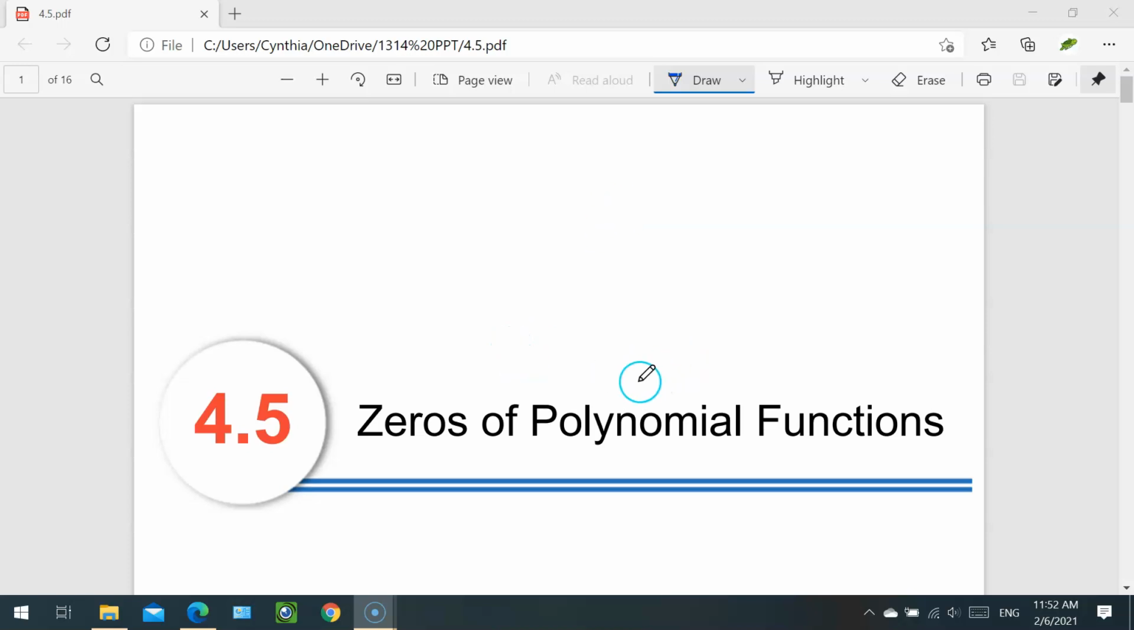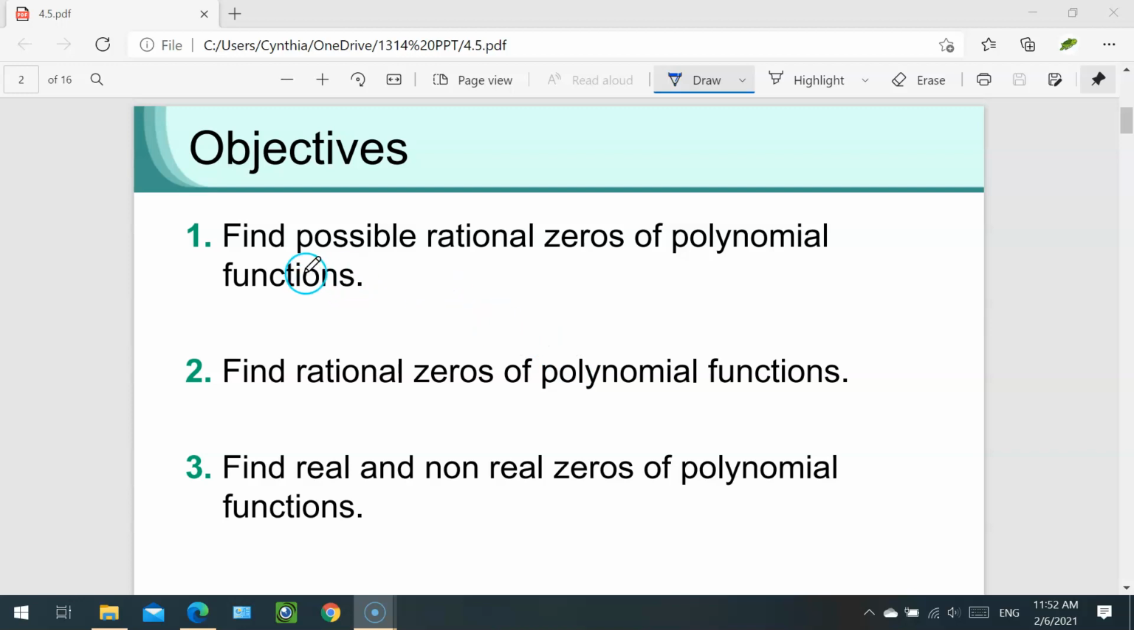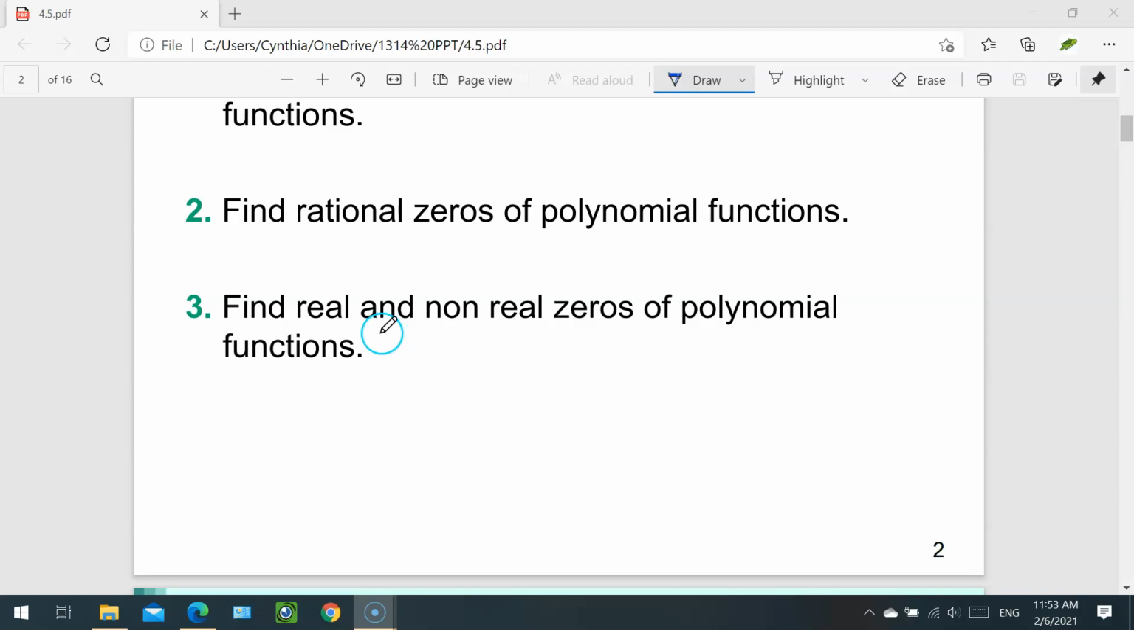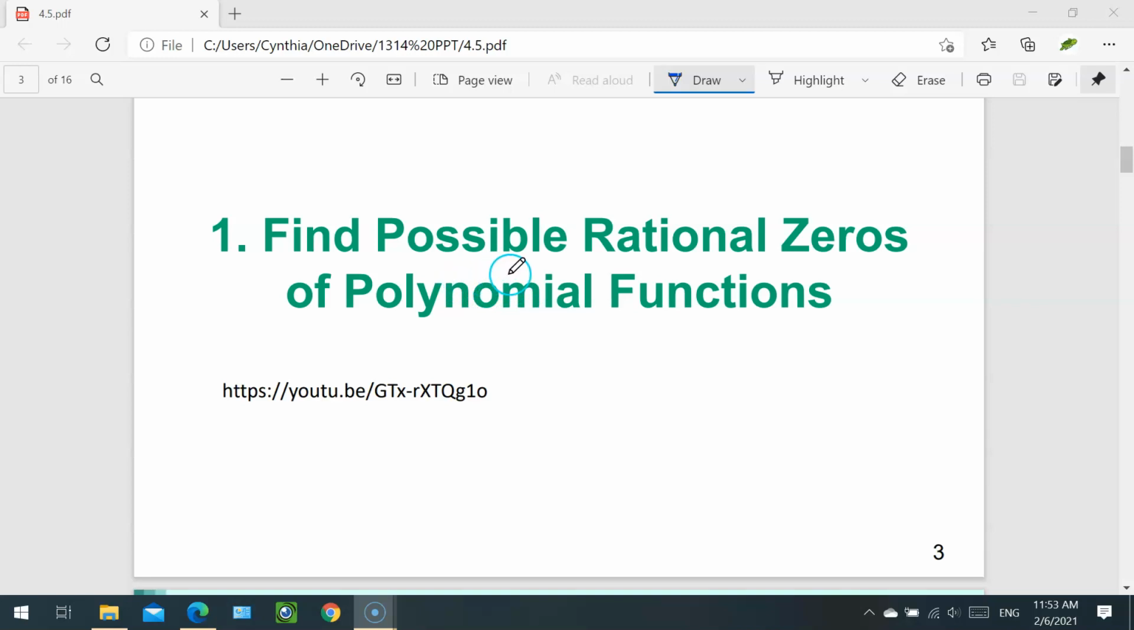4.5 Zeros of the polynomial functions. In this section, we are going to learn how to find possible rational zeros, how to find the rational zeros, and how to find the real and the non-real zero solutions of the polynomial function. Finding all possible rational zeros of polynomial functions.